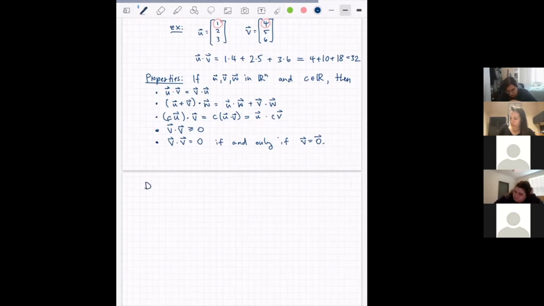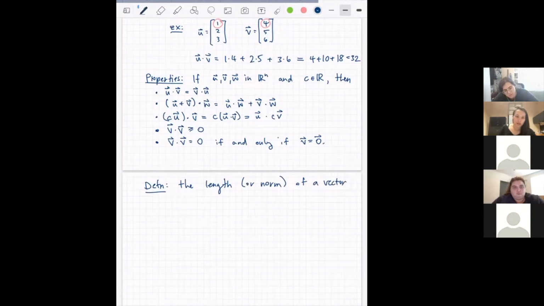And so we can have the following definition. The length or norm of a vector v in Rn, which we'll denote with these double lines, looks kind of like an absolute value but with two lines. This is going to be not just v dot v, but we're going to take the square root of that.